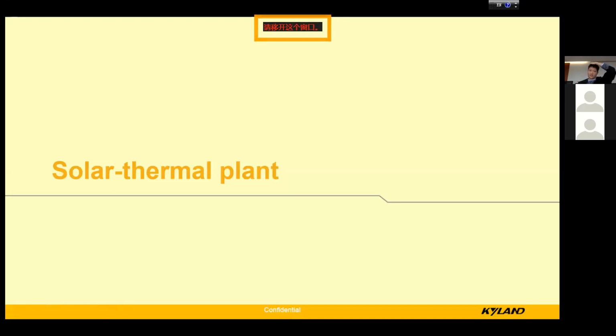Next, I will focus on the case share. There is an interesting project and network here. This is a solar thermal plant.